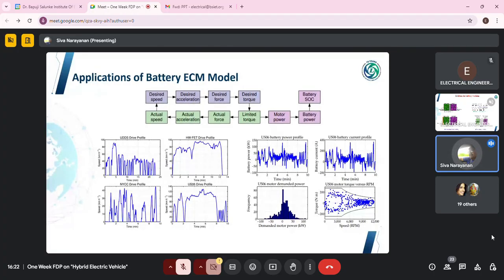Our battery, our power electronics, our motor, everything is operating based on our driving cycle. This gives us a clear picture that whatever design we have made is correct. This is very, very important during the final checking of your design.